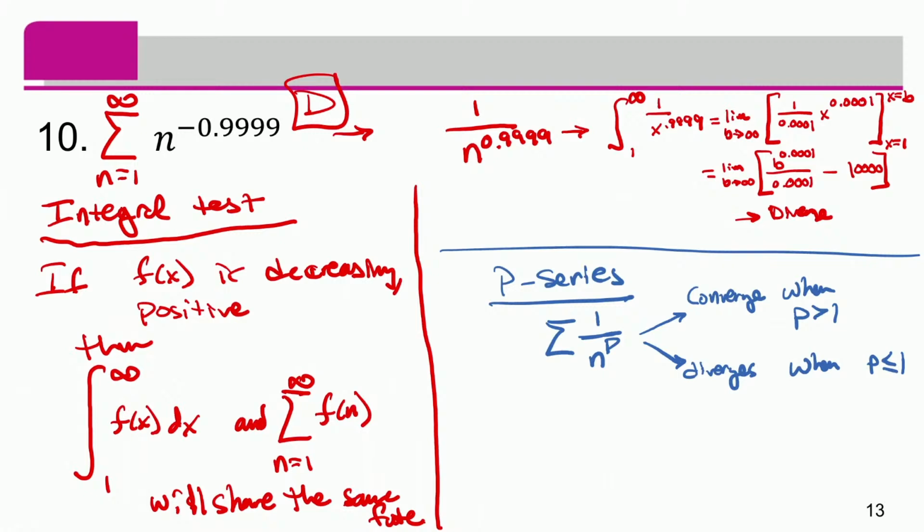You might say, what happens when P is negative? Diverges. So as long as P is less than or equal to 1.